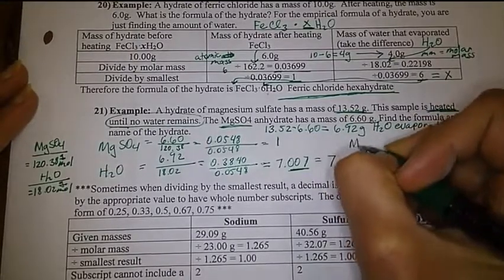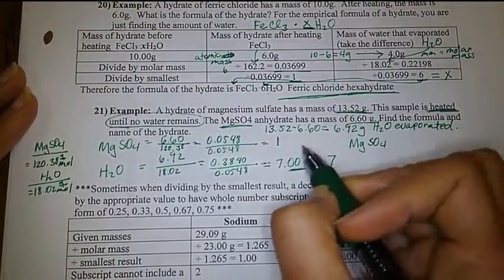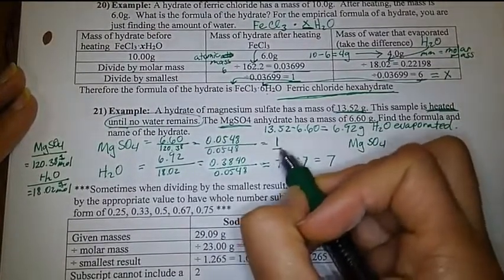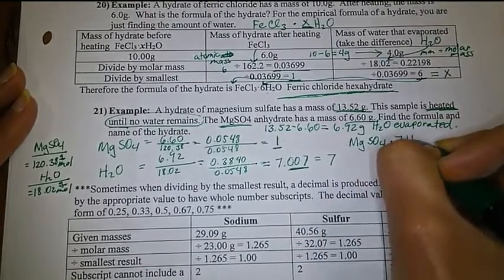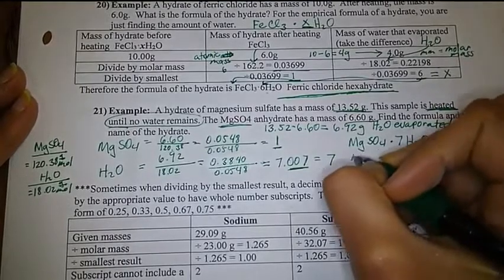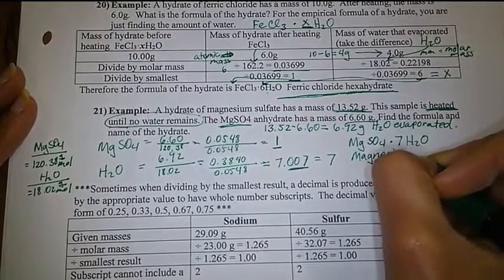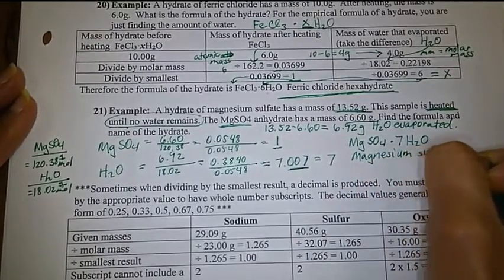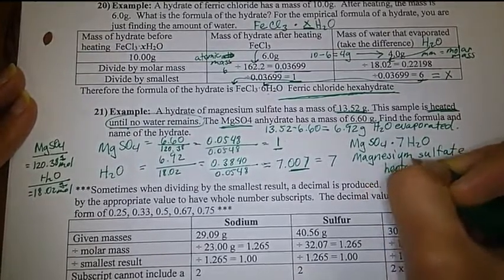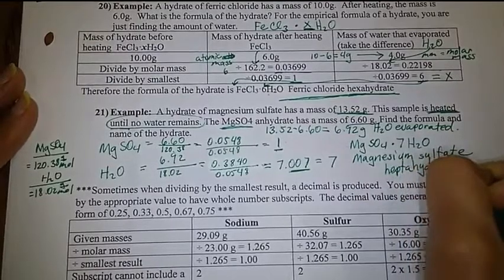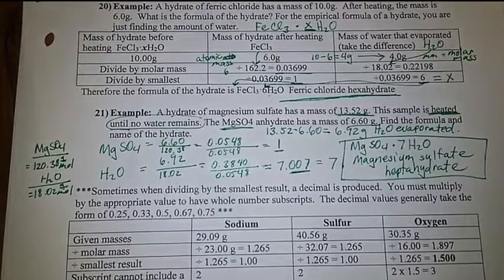So this is magnesium sulfate, and this is 1 mole of magnesium sulfate. So I don't really need to write this 1 right here. Okay? And then I have heptahydrate. Okay? So I'm going to write the name down. Magnesium sulfate. Heptahydrate. There we go. So that's my answer right there.